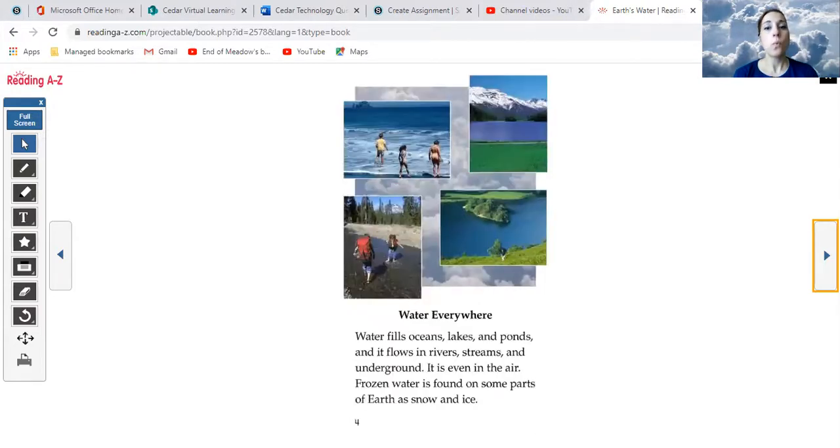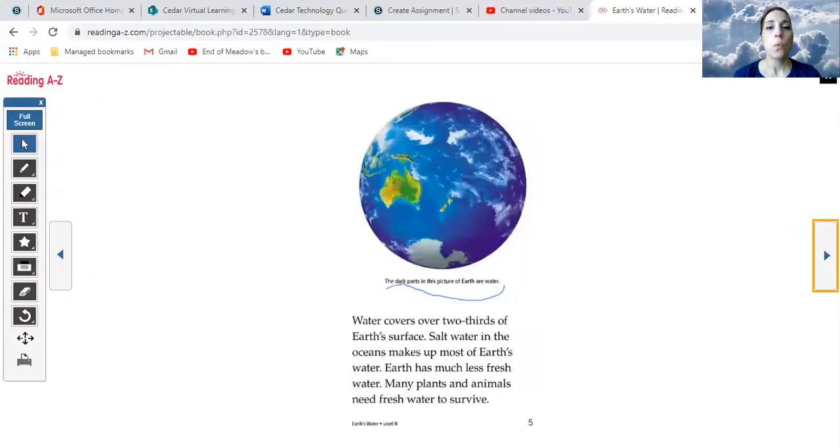Water everywhere. Water fills oceans, lakes, and ponds, and it flows in rivers, streams, and underground. It is even in the air. Frozen water is found on some parts of Earth as snow and ice. Water covers over 2/3 of Earth's surface. Salt water in the ocean makes up most of Earth's water. Earth has much less fresh water. Many plants and animals need fresh water to survive, like us.